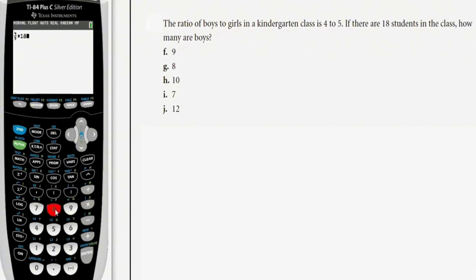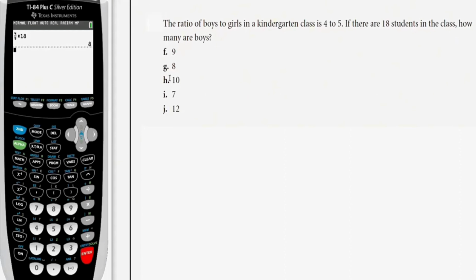Alright, so that's it, guys. This is 18 over 1. We're good to go. So let's press enter now to see the output, and that will give you how many boys are in the class. 8. Alright, 8 boys. So the correct option here is what? Option G. Alright, so it's as simple as this.